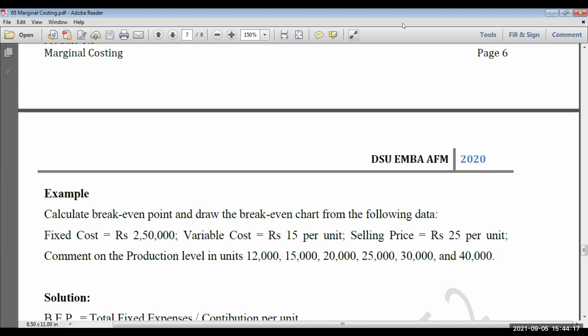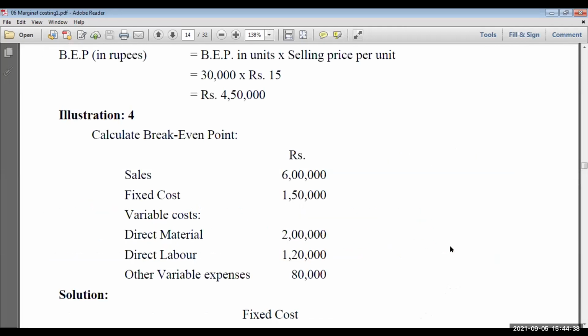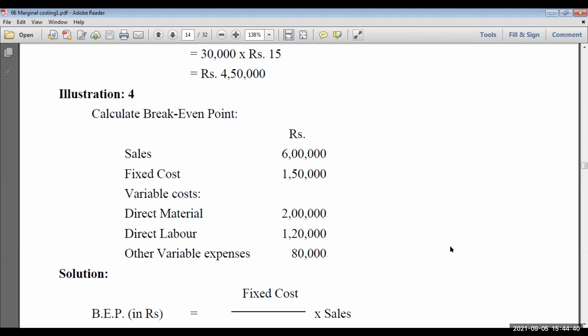Okay, I'll give you another question. You try. I'll share another file. Are you able to see another question? Illustration 4. No, sir. Yes, we can see now. Yeah, please try this question.